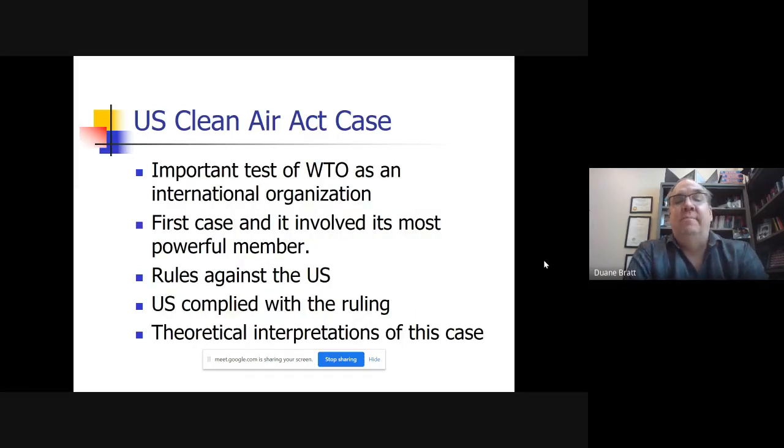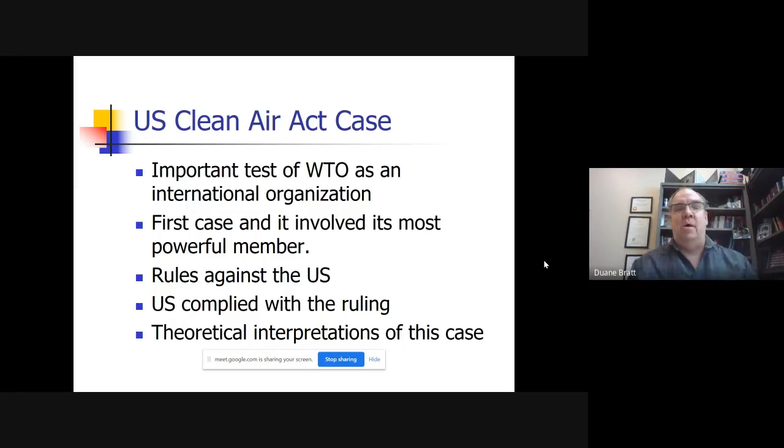This was a very important test. The WTO had just been created. It was the first case and involved the most powerful country. And it ruled against that powerful country, the United States. Yet the United States, instead of ignoring the ruling, complied with the ruling.